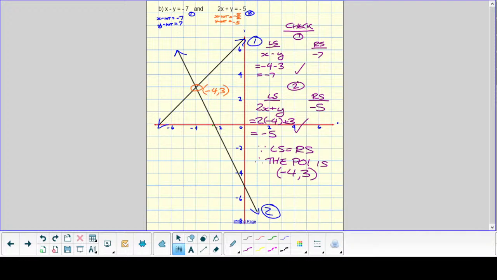Brooklyn, you seem like you have a question. I'm just looking at how I graphed the second one. Okay, so I knew I had a y-intercept of minus 5, so I plotted that point there. And then I have an x-intercept of minus 5 over 2, which is negative 2.5, which is there, and then I just connected the two points. Okay, thank you. I was overthinking it.